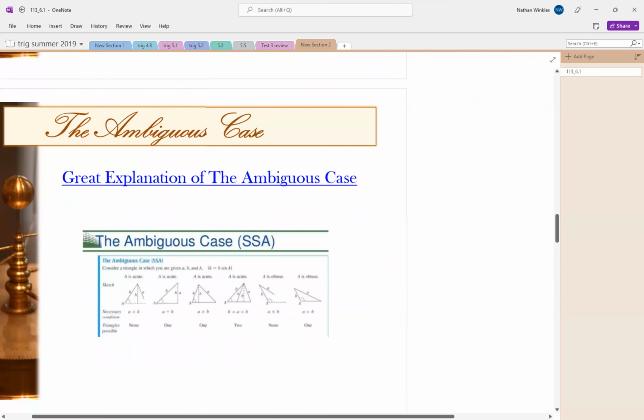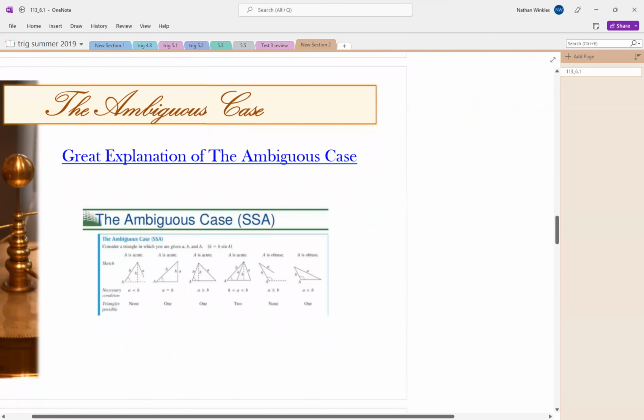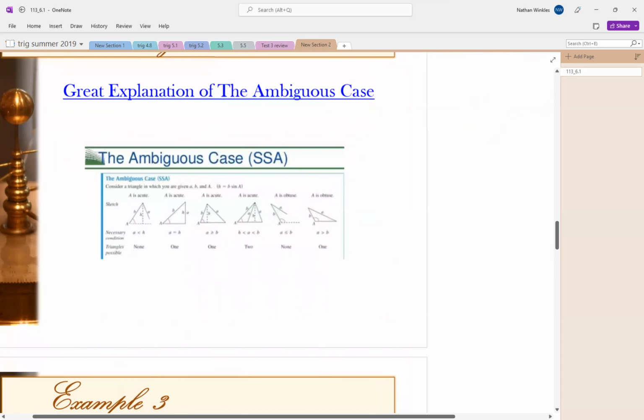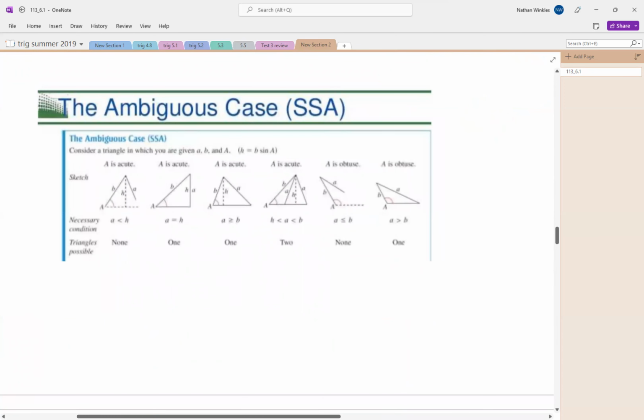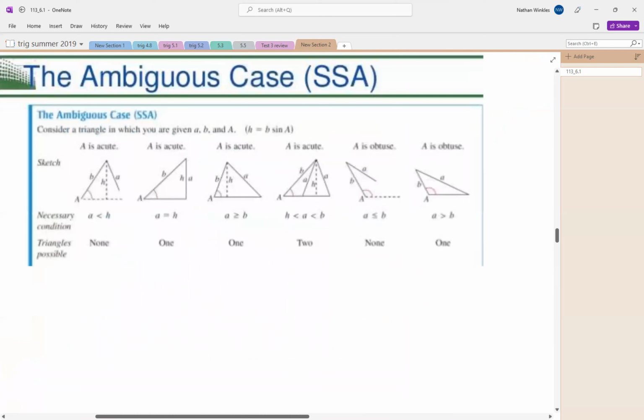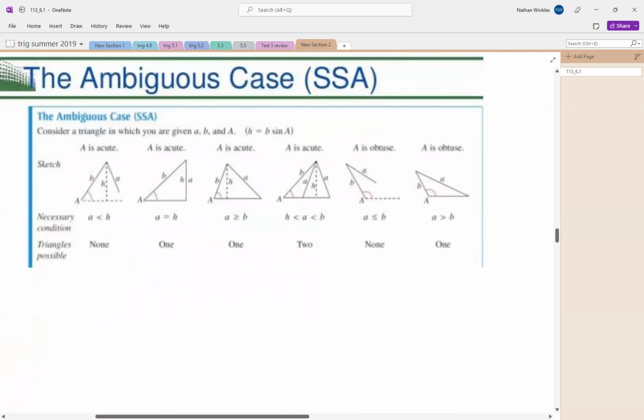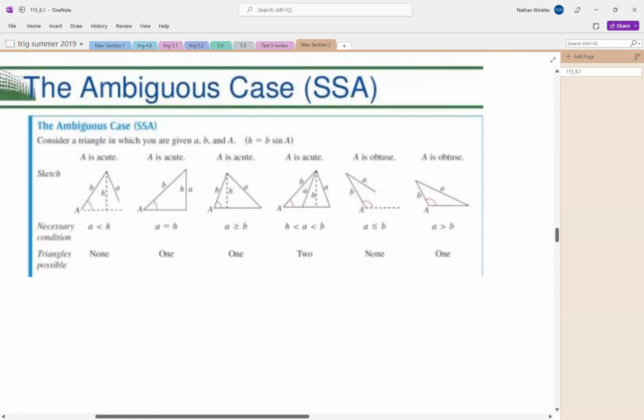So the ambiguous case. If you pull up the slides, you'll be able to click on this explanation here. It's basically a way of showing us different cases. And I'm going to try to zoom in the best I can here. So we want to consider a triangle in which you are given side A, side B, and angle A. And we know that in this case, H is going to equal B sine of A.